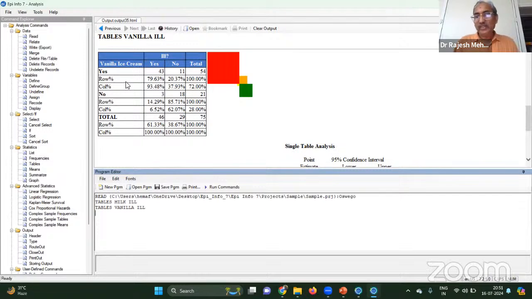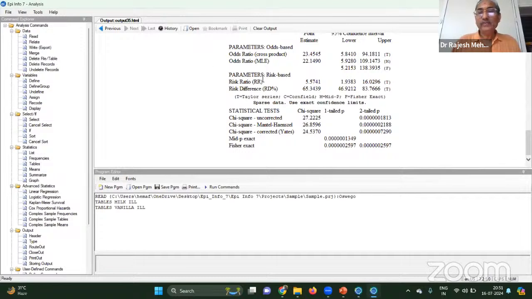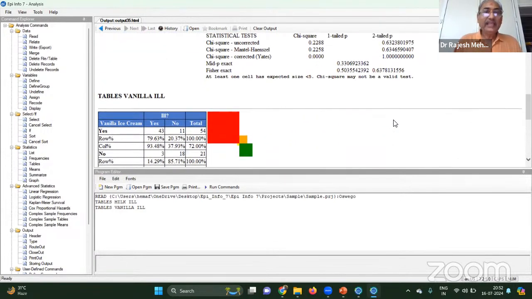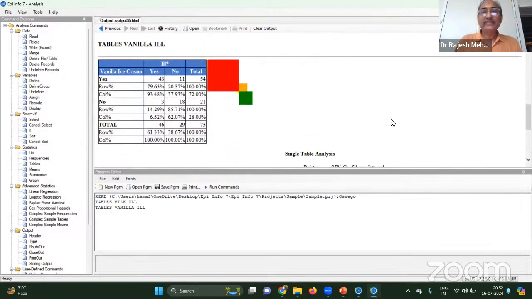Let us see what is the p-value. P-value is 0.000018. So it's much, much lower than 0.05. You can say less than 0.00001. There is a highly significant relation between vanilla yes and the illness. So we can say that as far as the cause is concerned, vanilla could be one of the causes.